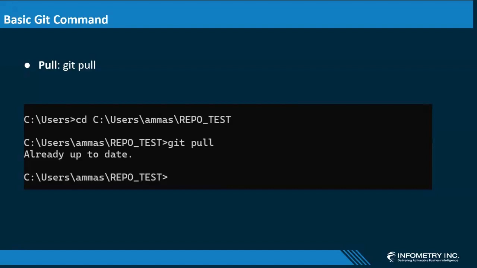So why is it important? Pulling before you start working ensures that you are always working with the most recent changes, reducing the chances of conflicts later. If there are new changes on the remote that you don't have locally, git pull will update your local branch with those changes.